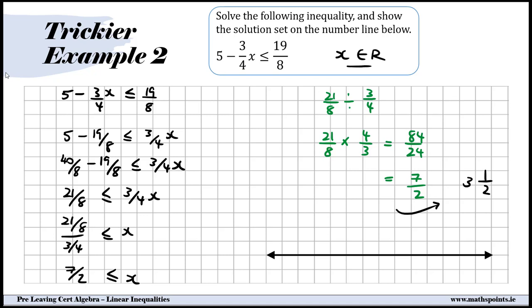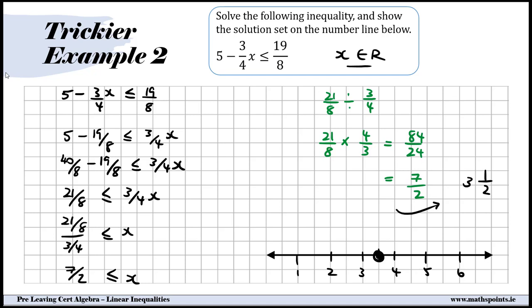So I like to put down whatever the solution is in the middle of my number line. So that's 3.5, so let's have a 3 one side and a 4 the other side, and we'll just add in a couple of numbers either side of those. Now 3.5 is here in the middle between 3 and 4, and we know that x is equal to 7 over 2, or equal to 3.5, so I'm going to put a full dot on the number 3.5.